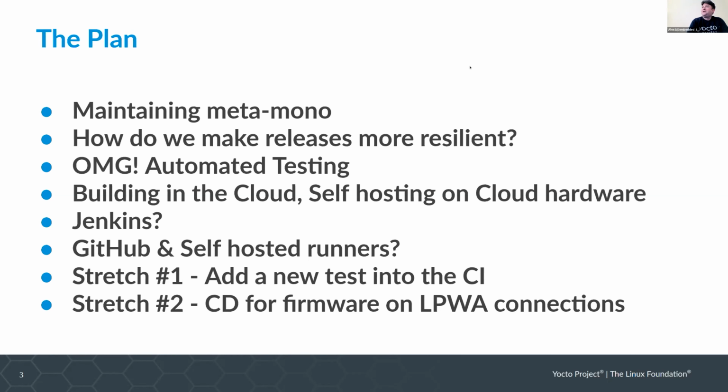I don't quite know how long I'm going to go for here. Depending on where I get to, if we have time, we might have a look at adding a new test into the continuous integration build. And we possibly might even have a look at something else I'm doing with more deeply IoT sensor embedded firmware. So if the Linux system is the edge gateway, how do we then deploy firmware over LPWA connections? But that's more just to fill time if we need to.